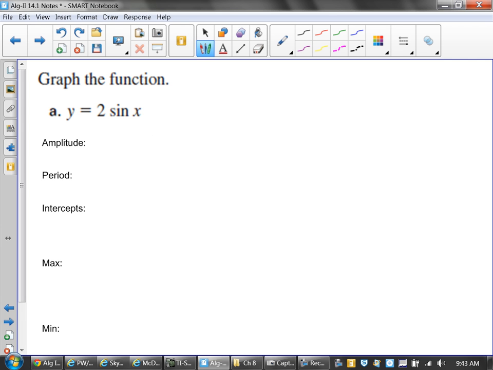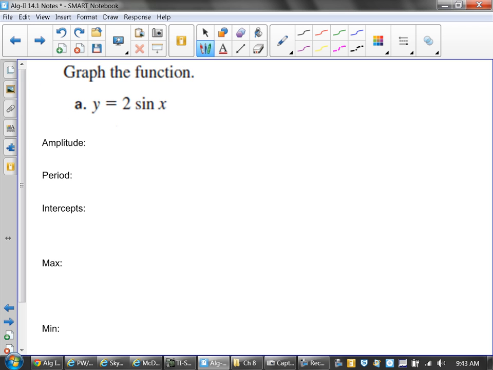So if I'm looking at y equals 2 sine of x, again, what I'm going to do here is identify what my A and my B is. Here, what is my A value? 2. What's my B value? 1. That means my amplitude is going to be the absolute value of A. What's the absolute value of 2? 2. The period is going to be 2 pi divided by the absolute value of 1, which is 2 pi.